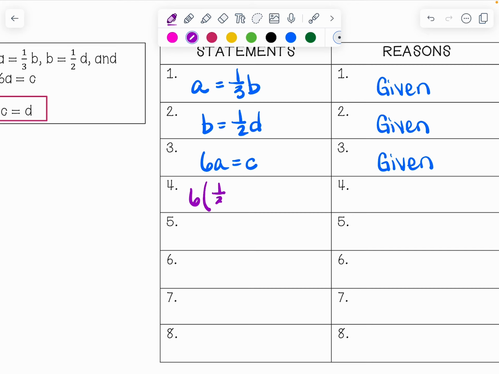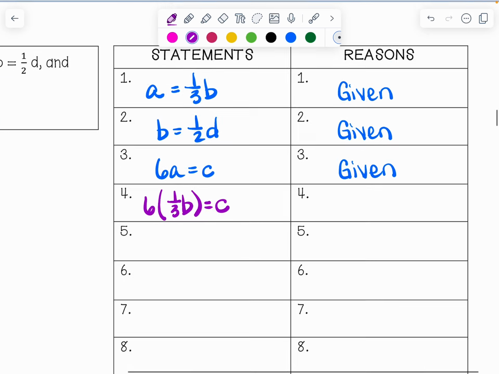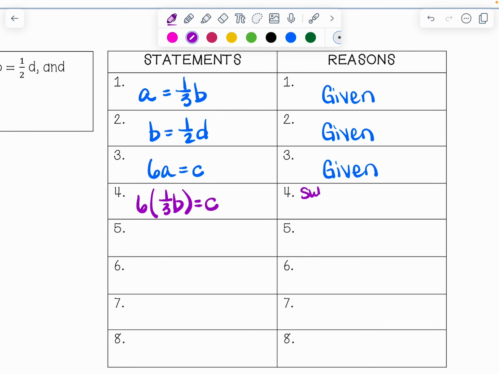So let's see. That's going to be 6, and instead of A, 1/3 B equals C. Okay. So I just used the substitution property. And again, I'm going to use my little clue so I don't get lost if I look back at this later. So I took step number 1 and I inserted it into step 3.